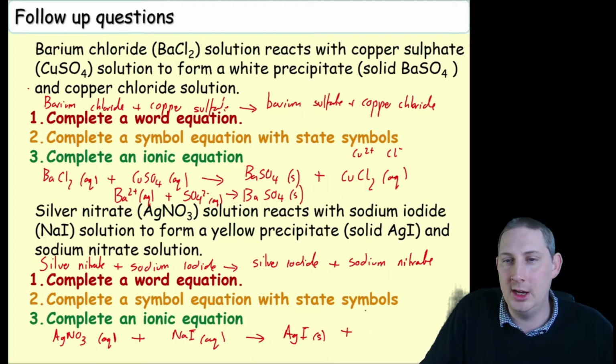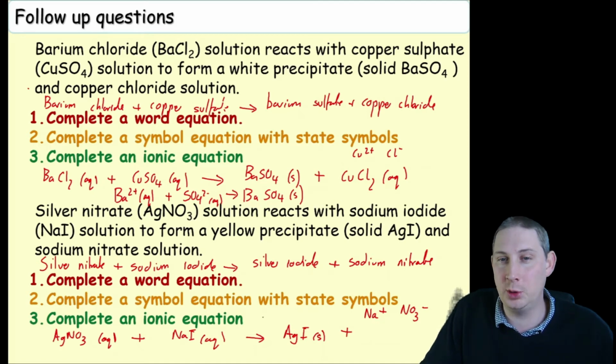Well, what do we know? Well, we know that sodium is just Na plus, because it's group 1. Nitrate though, do you know the charge on nitrate? Well, not directly, but you do know that silver is 1 plus, so nitrate must be 1 minus, Na plus, NO3 minus.